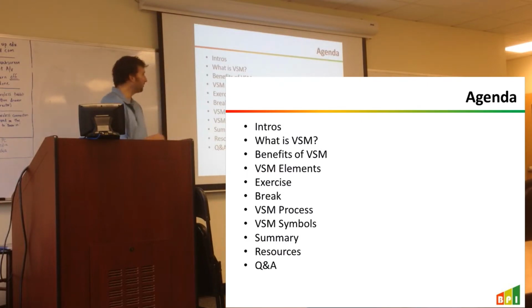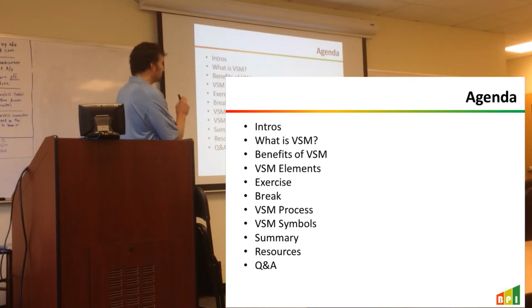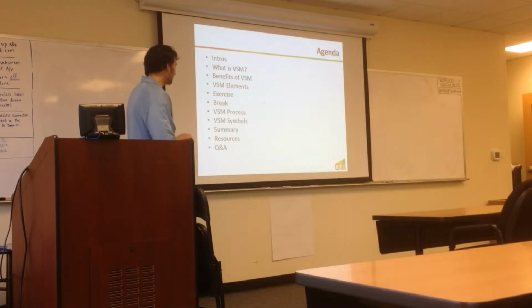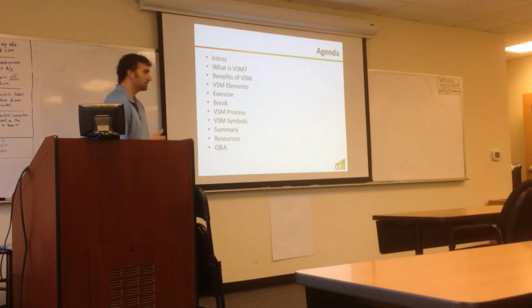So we just want to talk about value stream mapping itself, what it is, what the benefits of doing one are, and then we'll get into breaking down the map into different elements. And we'll go through a really simple exercise looking at a video and trying to put that into a value stream map format. Then we'll talk through the different steps you go through to create a value stream map, and then talk about some of the symbols that go along with that, and then see what other questions and things come up.